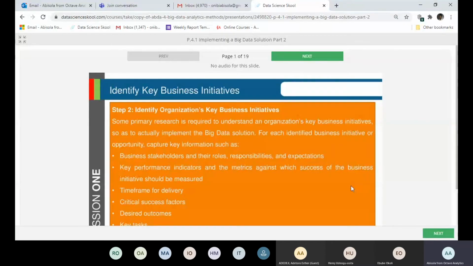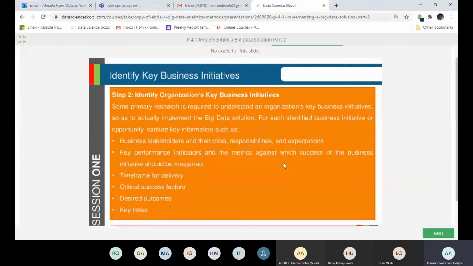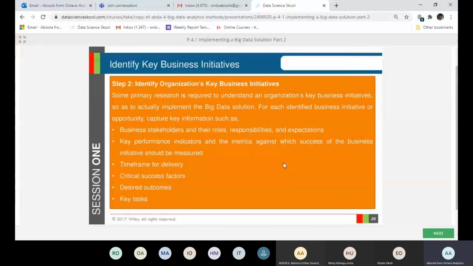Okay. So identify key business initiatives. The first one, I said, was understand how an organization makes money. So the second thing you have to do is identify key business initiatives. You have to understand an organization's key business initiatives. What are the things that are most important to them within the organization? What are their visions within the organization?